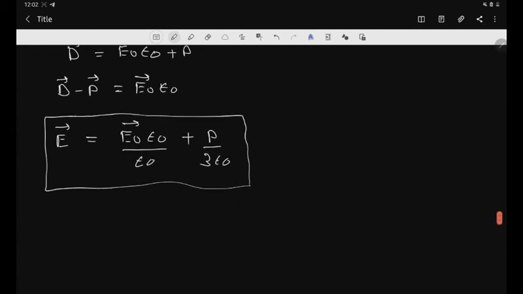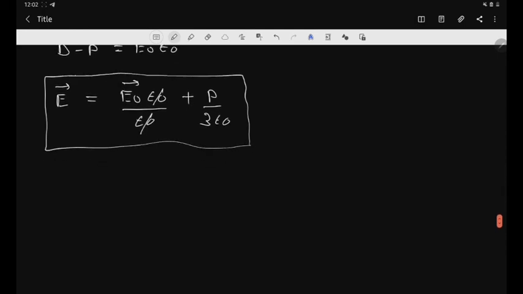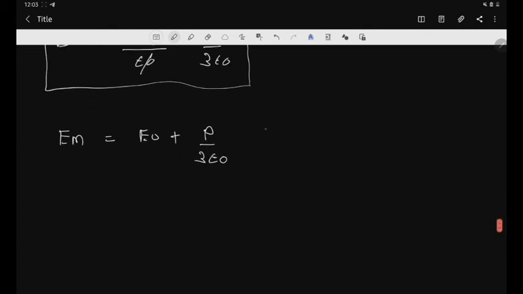We can cancel this epsilon naught also, and we can write the electric field in the medium. Now point O is inside the medium, so the electric field inside the medium will be equal to E0 plus this polarization vector divided by 3 epsilon naught. Now we are going to go back to the previous equation. Let us call this equation number 1.